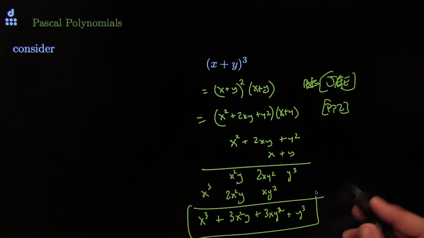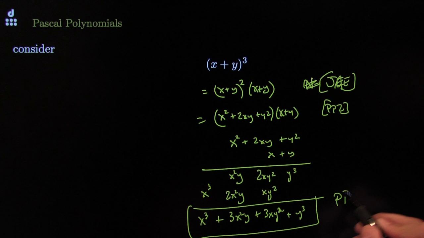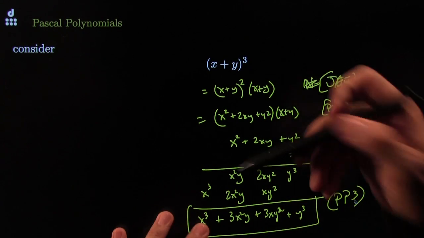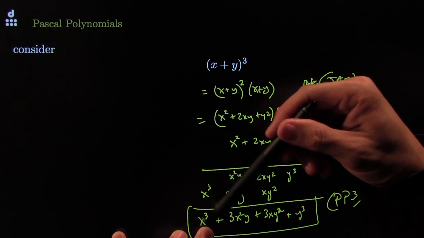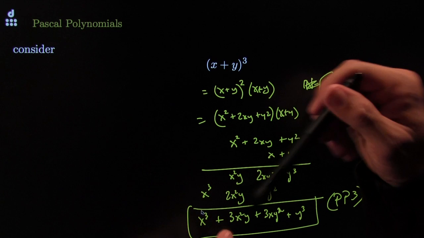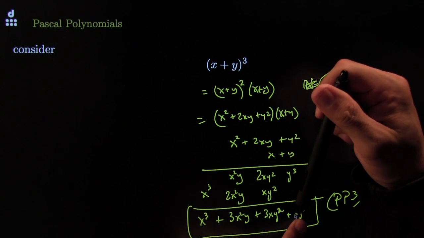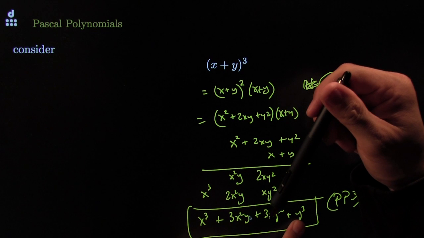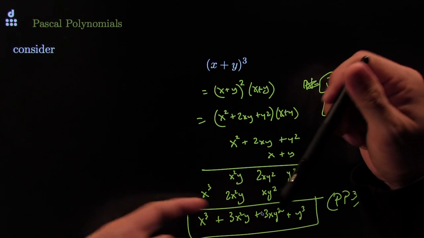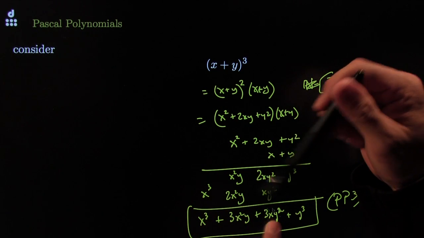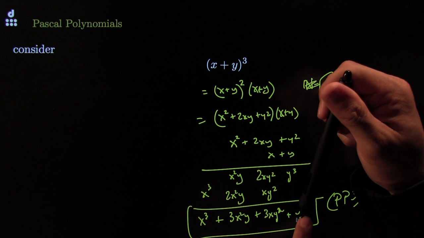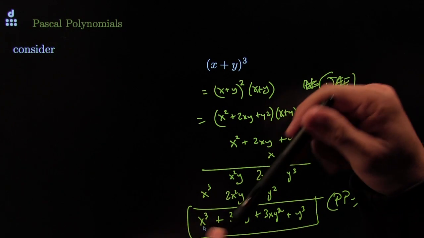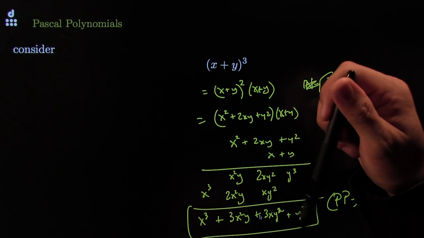This right here is super famous. This is Pascal polynomial number 3. Look at the pattern here. How many x's do you find here? 3 x's, 2 x's, 1 x, no x's. It has the same pattern as the difference of squares or difference of cubes. The number of x's decreases, the number of y's increases. No y, 1 y, 2 y's, and 3 y's. The only thing that's different here are the coefficients.